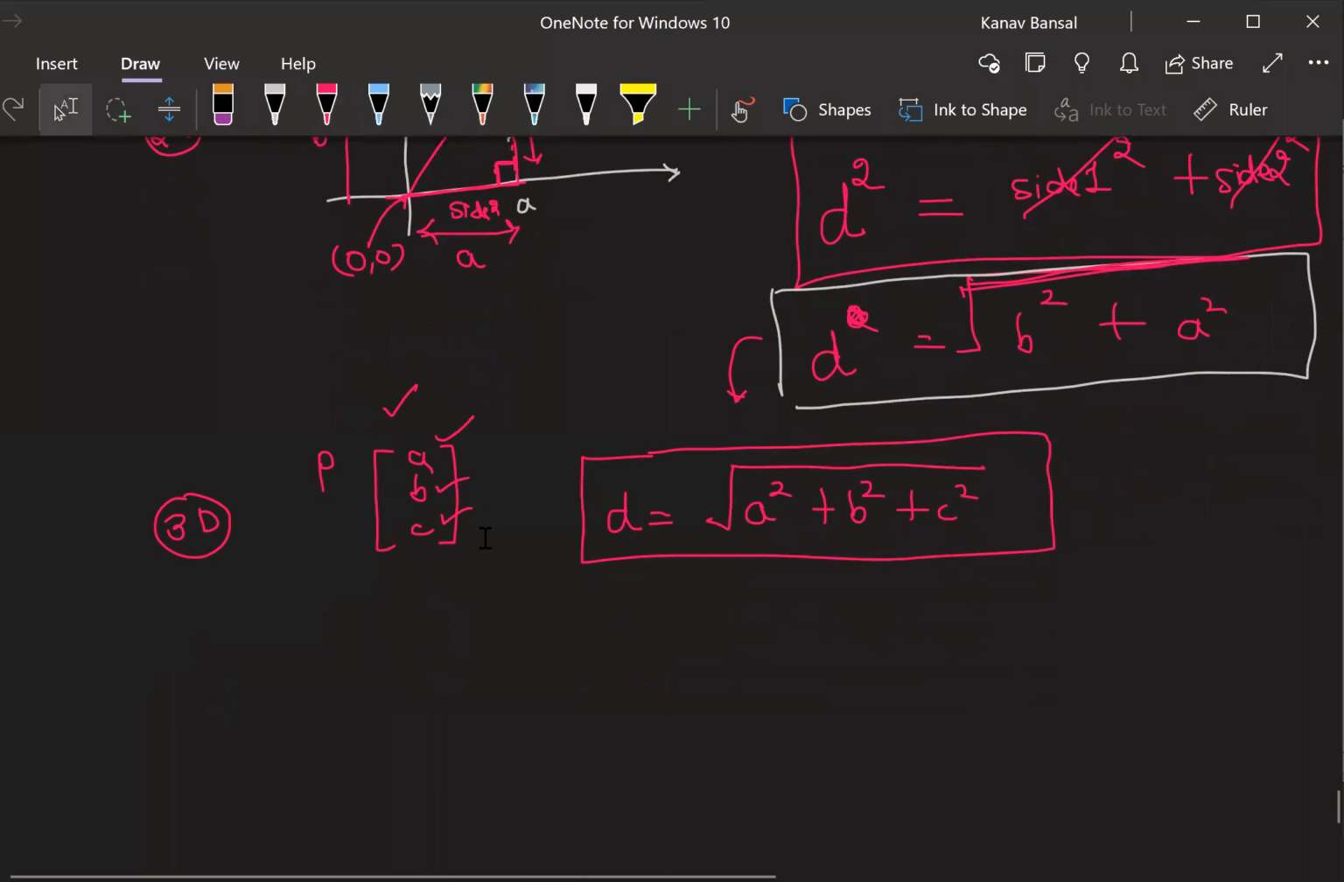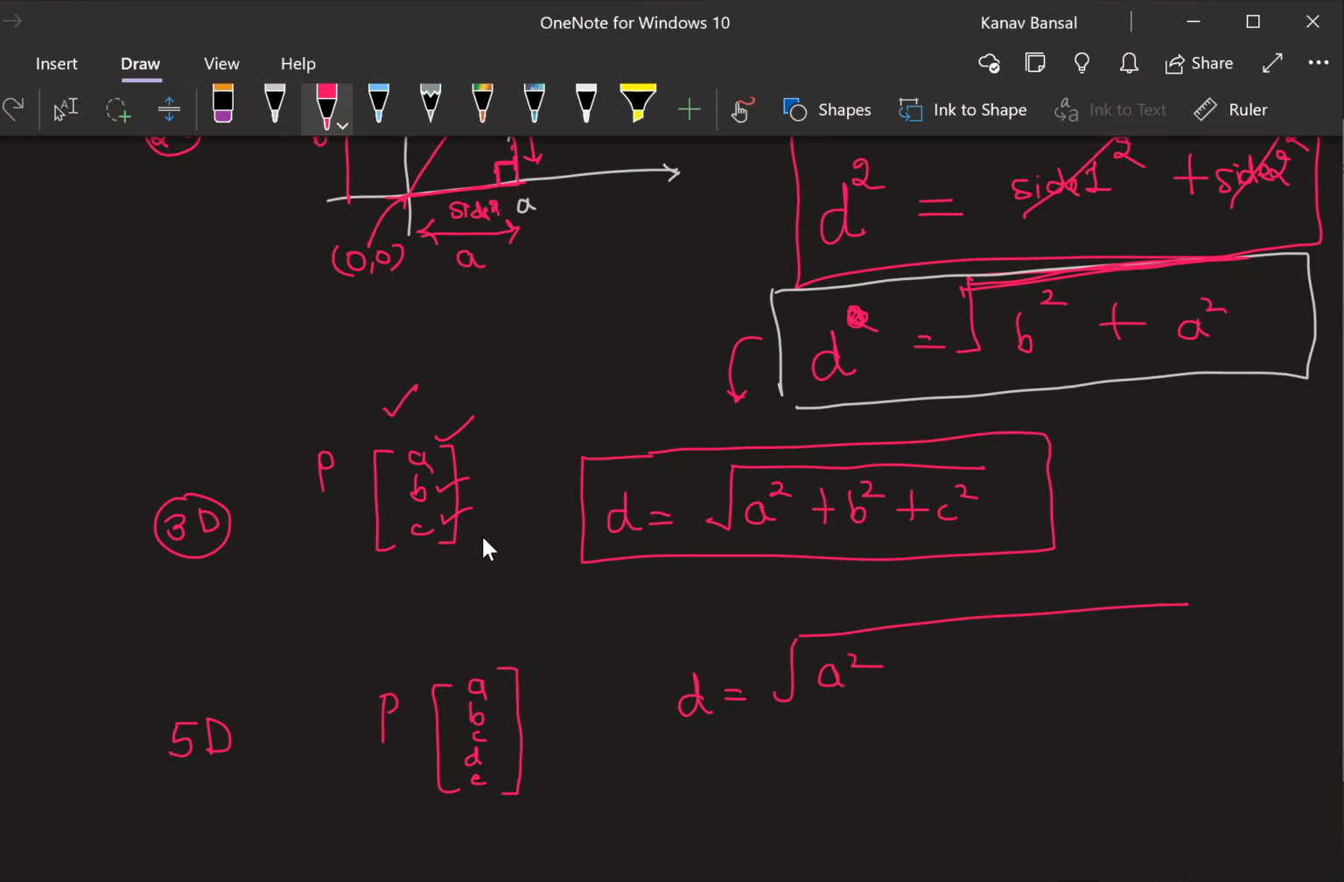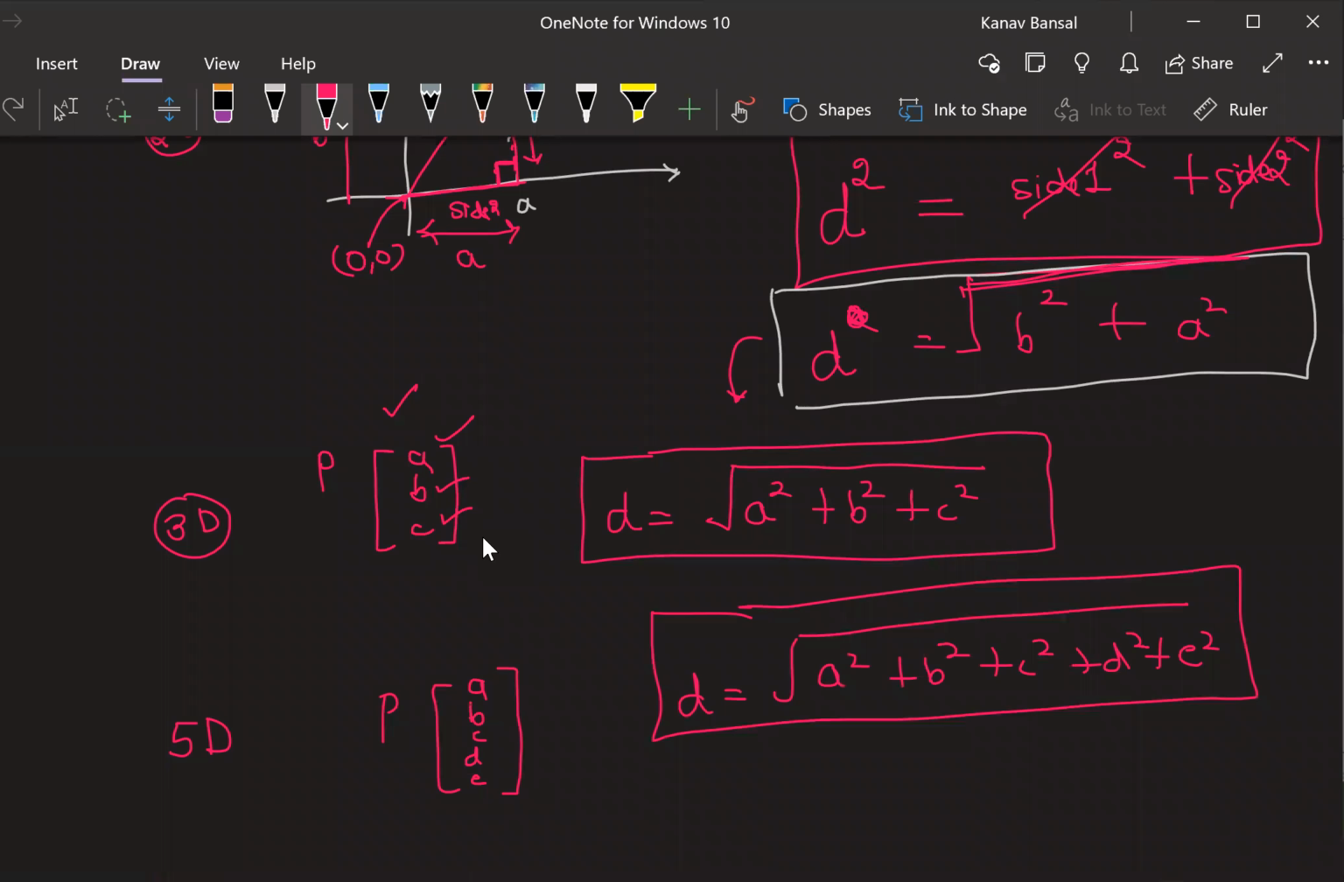Now, 3 dimensions we can still visualize, right? What if somebody asks me to calculate the distance of a 5-dimensional point A, B, C, D, E from the origin? Easy. Just generalize the same equation: A square plus B square plus C square plus D square plus E square. This is the distance of a point from the origin for any 5-dimensional space also. Is it making sense to everyone? Is it clear to everyone?